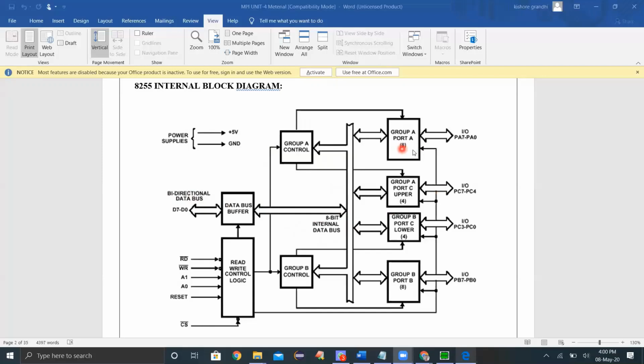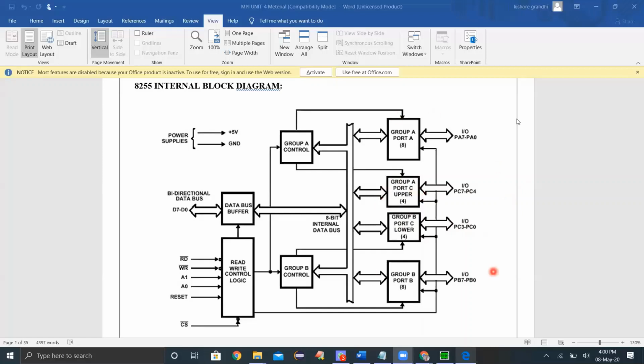Port A is from PA0 to PA7 bits, and port B is from PB0 to PB7 bits. Port C is split into two halves. Port C lower bits, PC0 to PC3, together with port B are named Group B, and port C upper together with port A are named Group A bits.